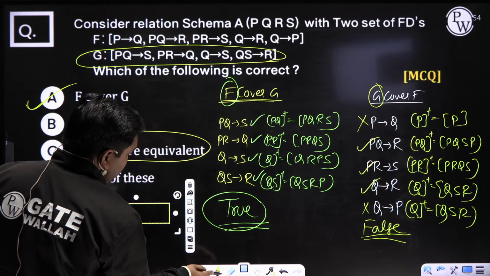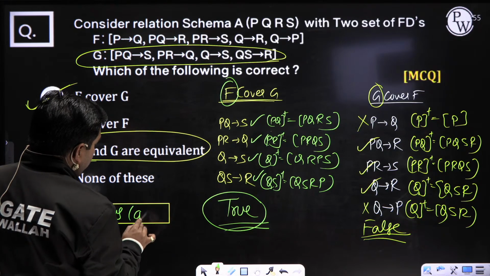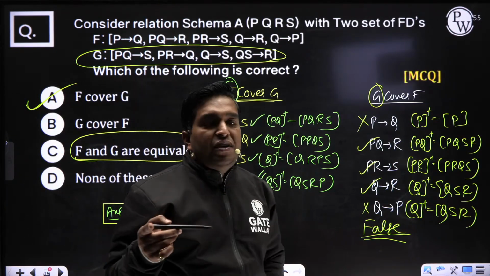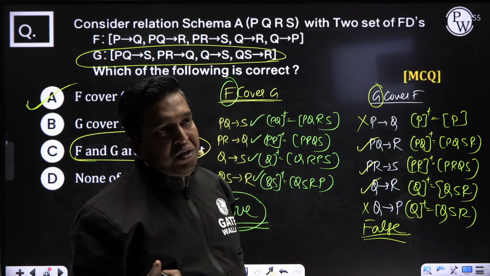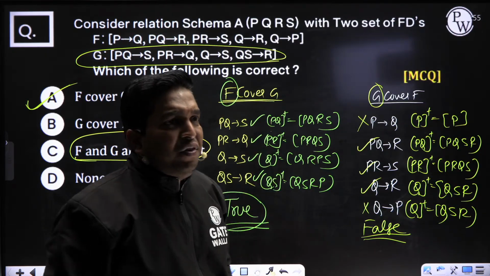F cover G is true. But if I am asking how many FDs violating, 2 FDs are violating. P tends to Q and Q tends to P. Crystal clear, everyone? Kindly acknowledge in chat box. So we'll start the next one.